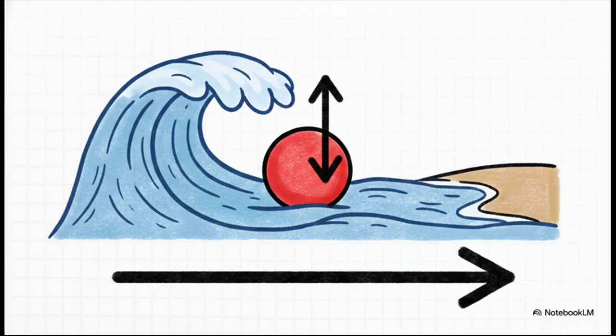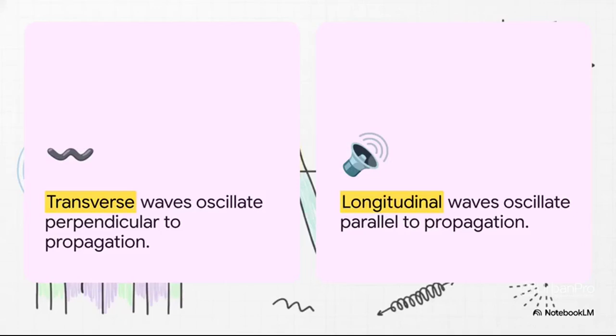To wrap your head around this, just imagine a ball drifting a few yards out at sea. As a massive wave rolls in towards the shore, that ball doesn't travel to the beach with the wave, right? It just bobs up and down. The disturbance, the actual energy, moves forward, but the water itself and the ball resting on it just oscillate right there in place. And that bobbing motion perfectly illustrates the two main ways this oscillation can actually happen.